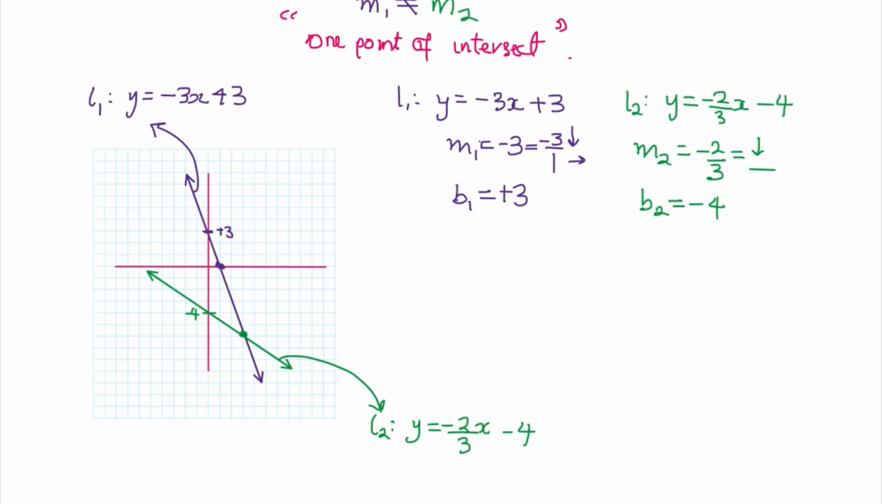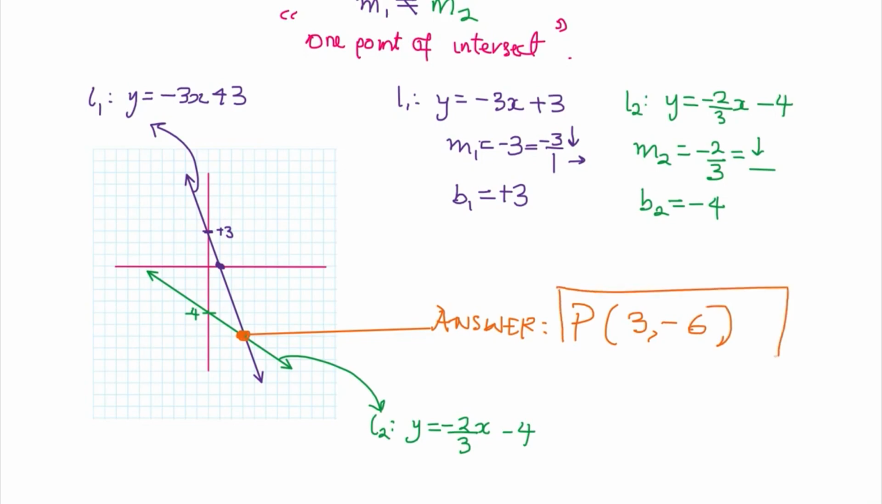So what we see here is that line 1 and line 2 meet at this particular location right here, which is awesome. And now we need to find the answer to the question. The answer to this particular question is P, the point of intersect, which is when x is 3, y is negative 6. So that is my answer to this particular question.